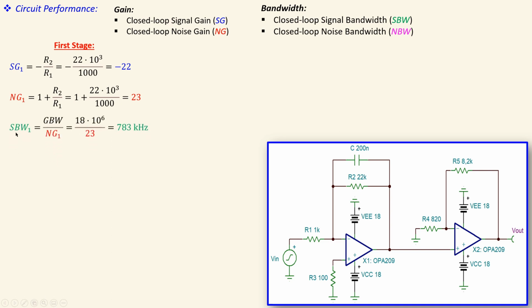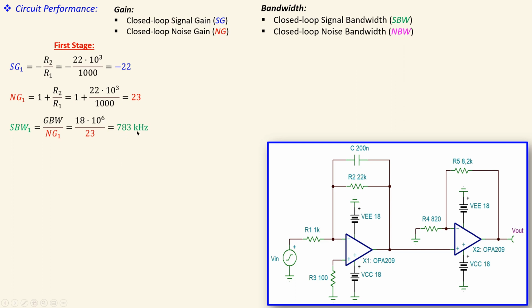The signal bandwidth for the first stage we will calculate using the gain bandwidth product divided by the noise gain of that first stage. Now we have for the op-amp 18 megahertz for this OPA 209, and the noise gain is just calculated as 23. Now if you do the math, you will get 783 kilohertz.